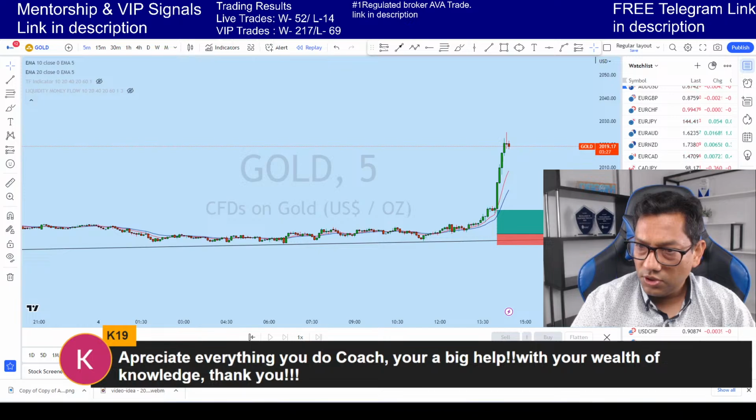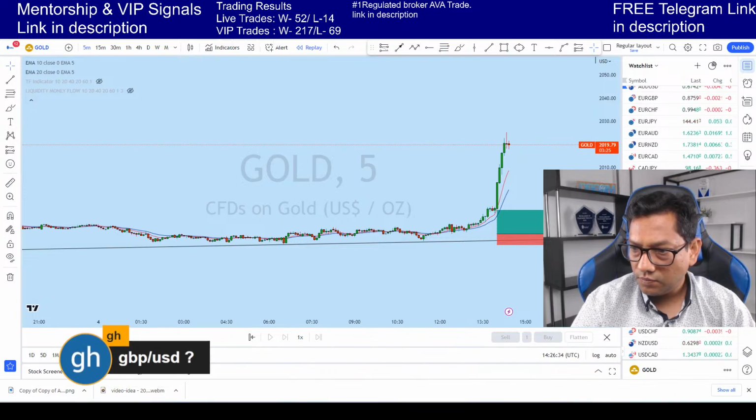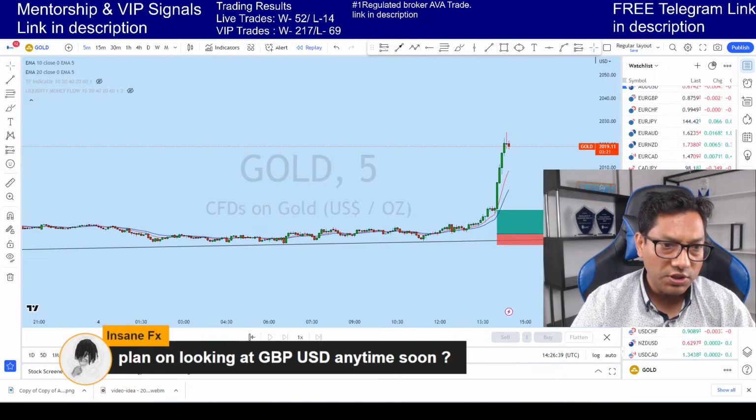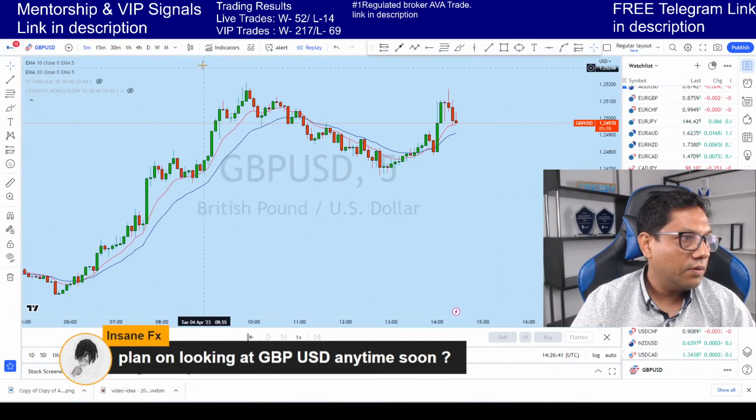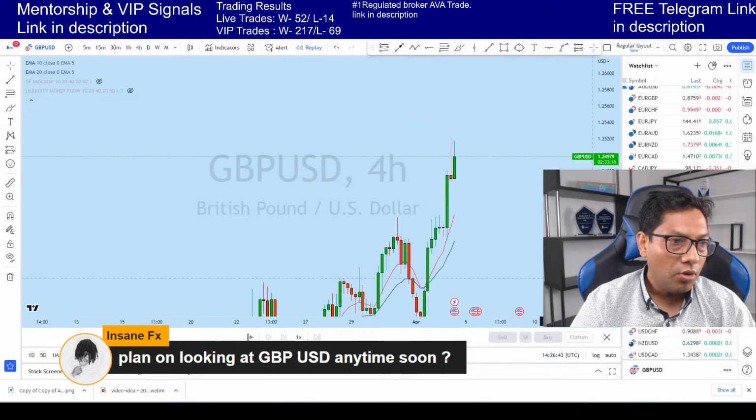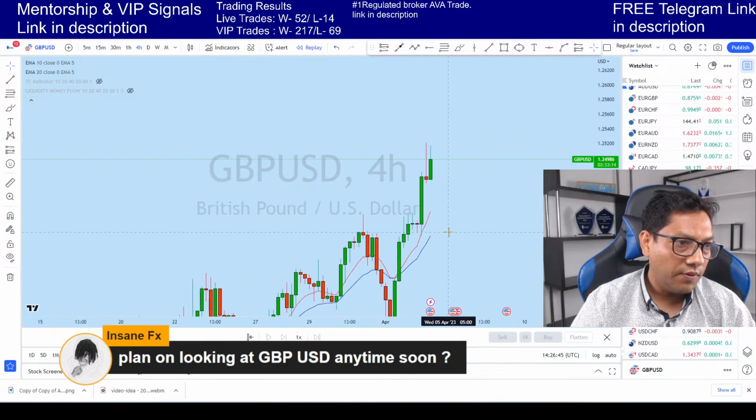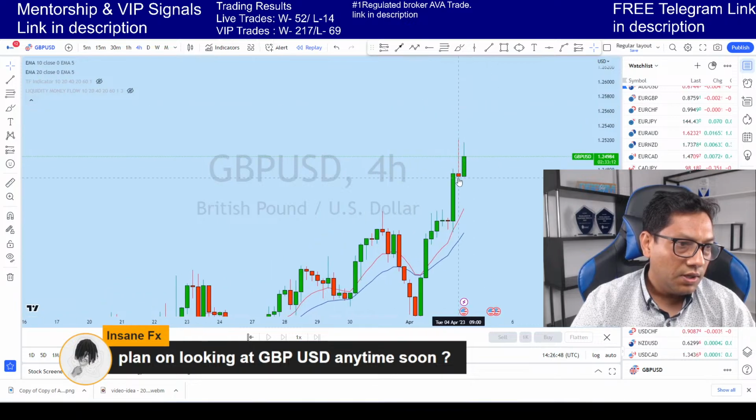Okay, so GBPUSD, I'll look at it. I plan on looking at GBPUSD. Yes, absolutely, I'm here to look at it. So on GU, we saw that after this big bull candle there's a doji.